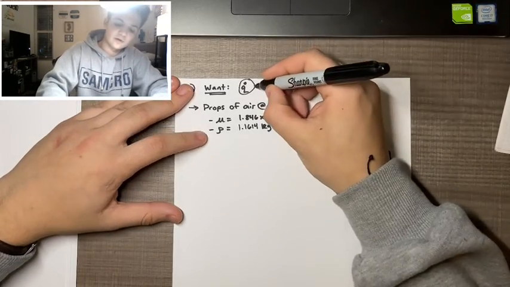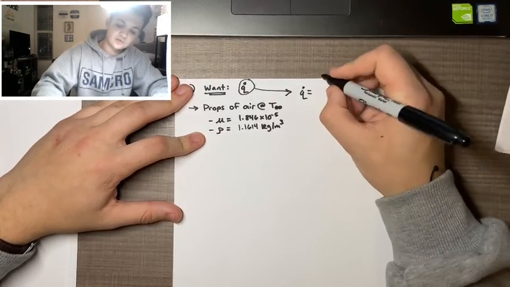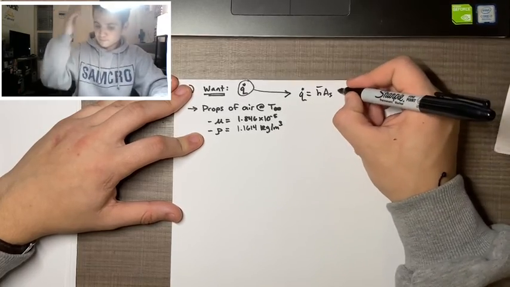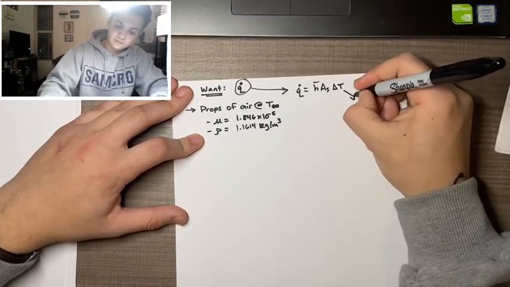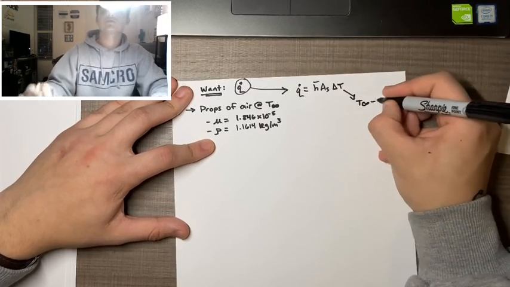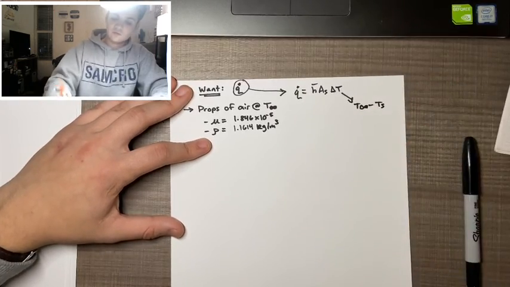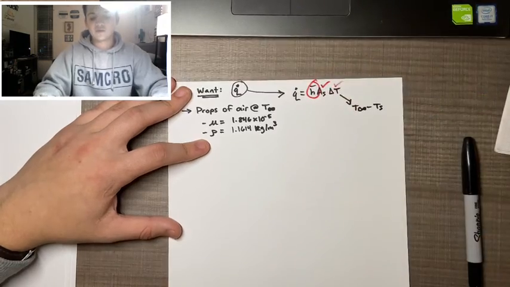So, we know we want q dot, right? So, what do we know about q dot? Well, it's going to be equal to h bar times A, the surface area, times delta T. So we know delta T. Delta T is just T infinity minus T surface. So we know U, we need h bar, right?